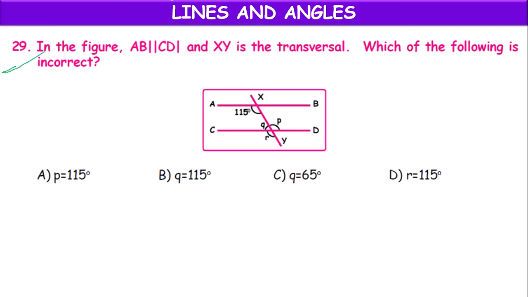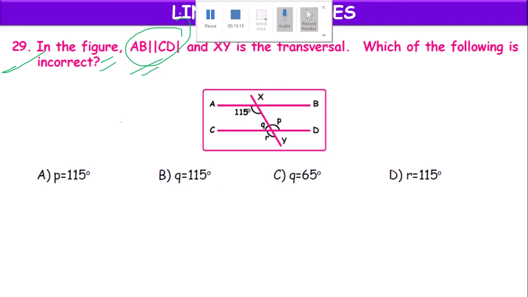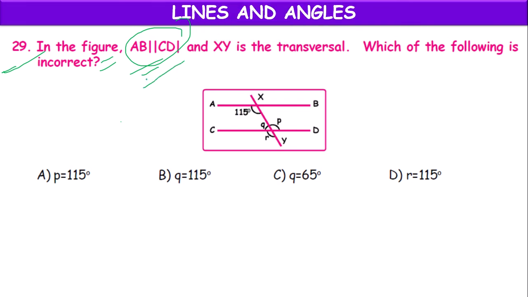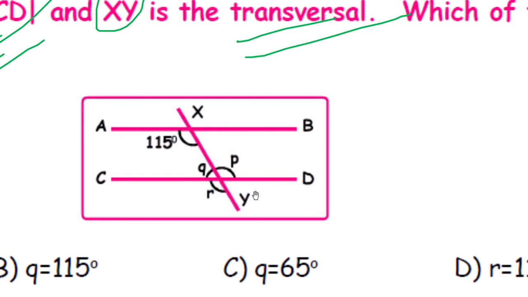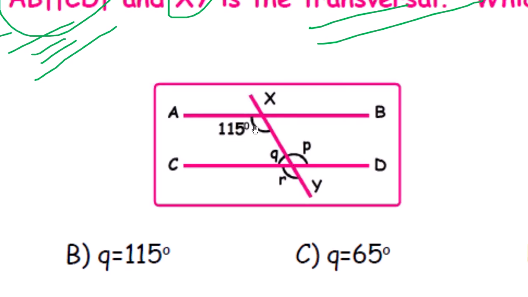Next one, 29th question. So in the figure, AB is parallel to CD. XY is the transversal. Which of the following is incorrect? So if this is 115, this Q value will become 65 degrees because these two are co-interior angles. They are supplementary. If this is 115, Q will become 65.